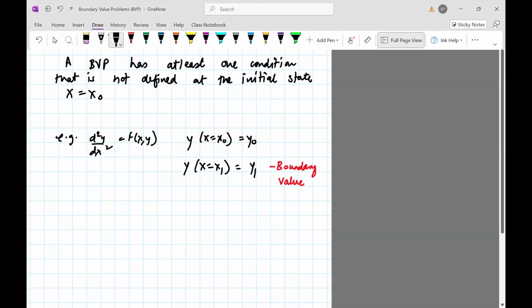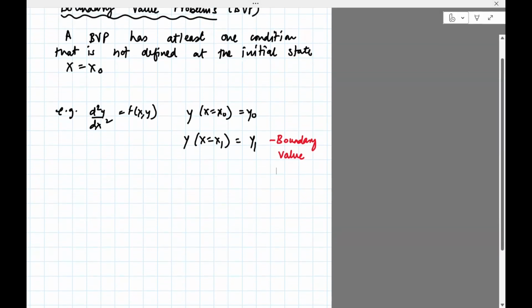Or you could have a case where instead of defining values of y at two different x values, you could be given something like this: f of x, y. Sorry, let's say that y at x equals x0 is given, but then the second condition is on the rate of change of y, dy/dx.